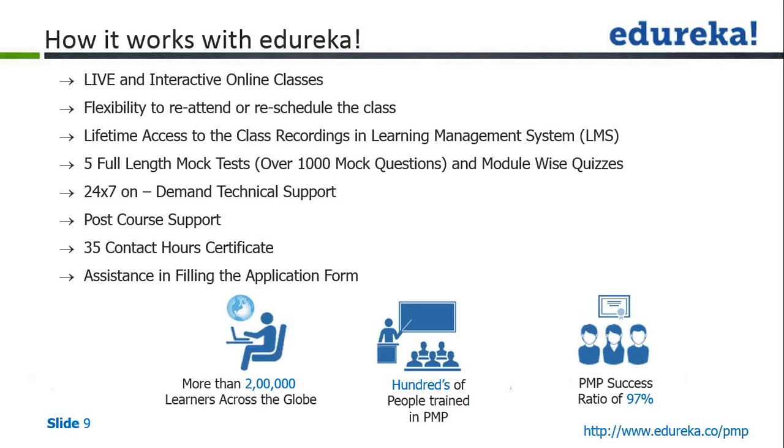And Edureka is a REP, a registered education provider of PMI. If you go for any non-REP, then your application is subject to be audited. Each and every application where the participant did the training through a non-REP will be audited. So here the chances are just 20%.